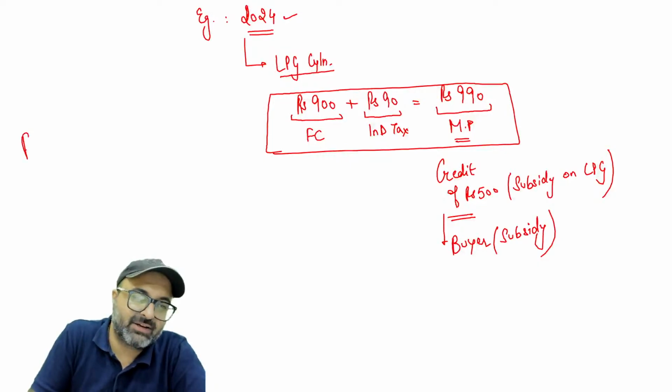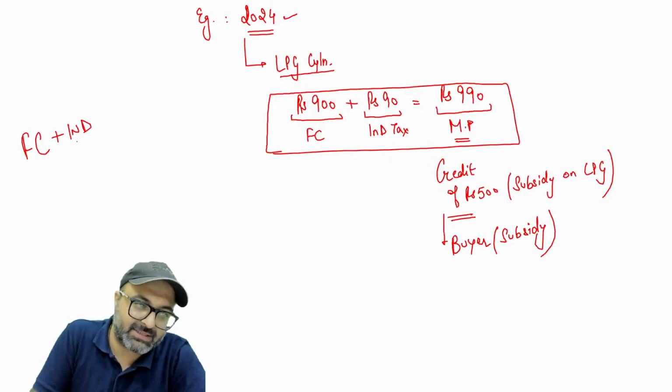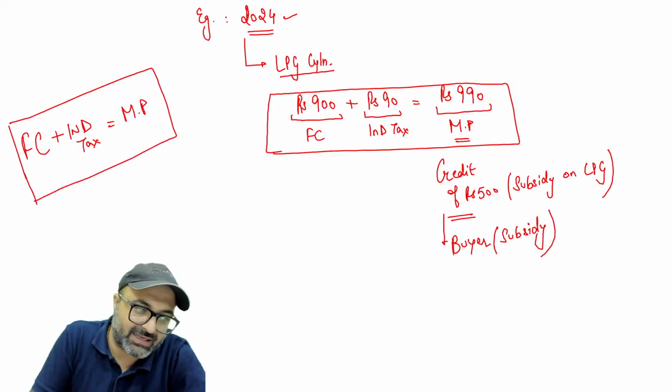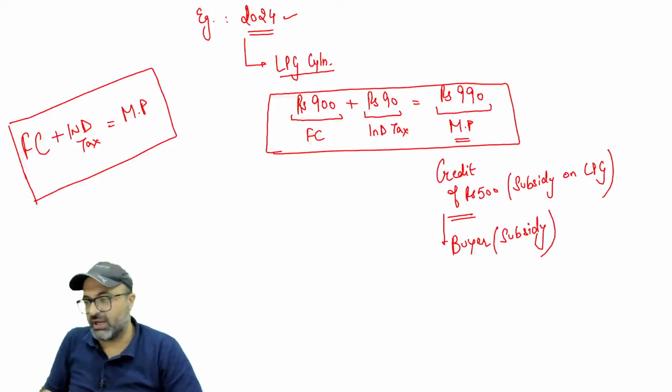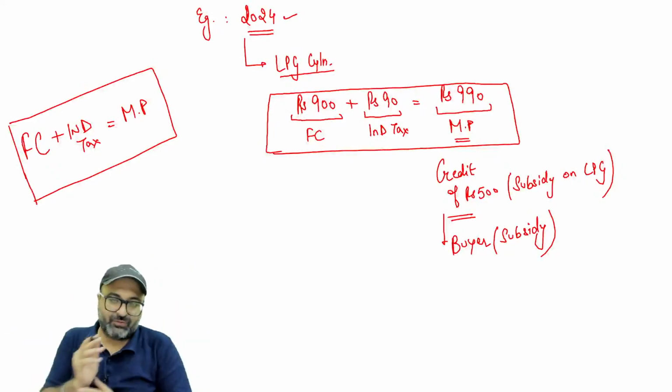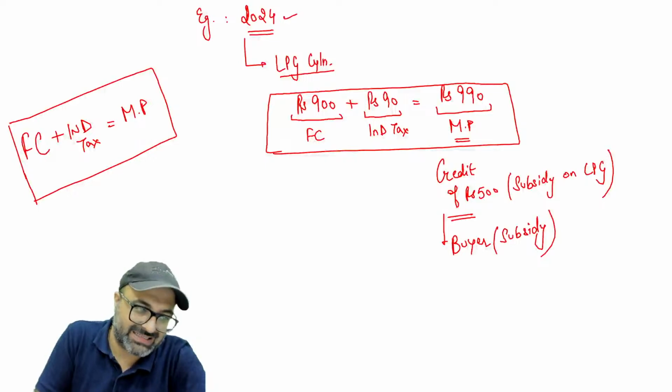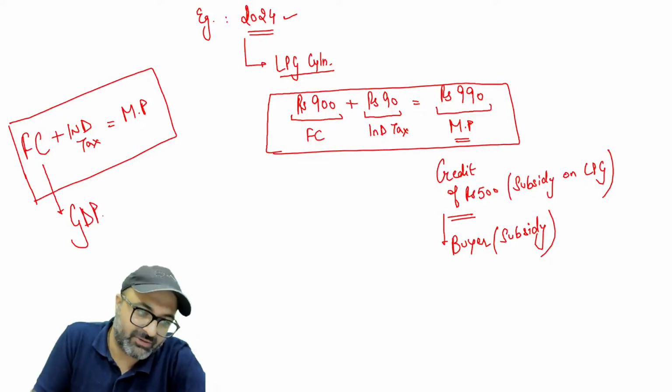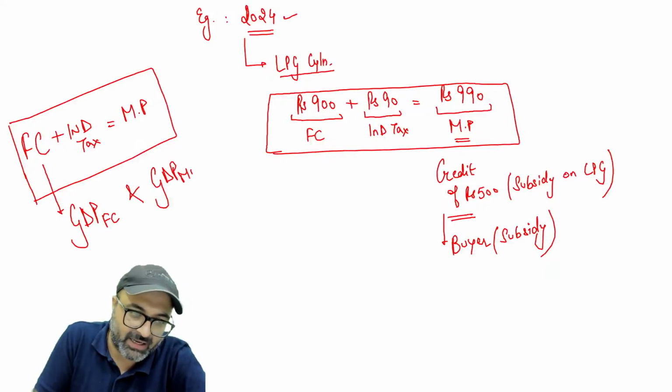So in that case, factor cost received by seller or producer plus indirect tax is equal to the amount paid by consumer, which is 990. Later on you are receiving 500. That is between you and your government. The producer has nothing to do with it. From here I conclude one discussion, that GDP is calculated in two formats: GDP at factor cost and GDP at market price.